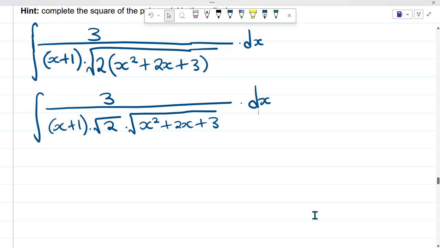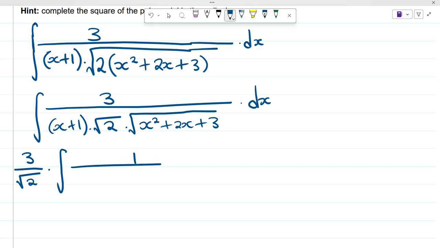Now for the following step, I'm going to take this 3 outside the integral. I think I'll take this 3 over root 2, both of them, outside the integral, because they are disturbing me. So I'll have 3 over root 2 outside my integral, and then I'll be left with 1 there, and my x plus 1 is still here.